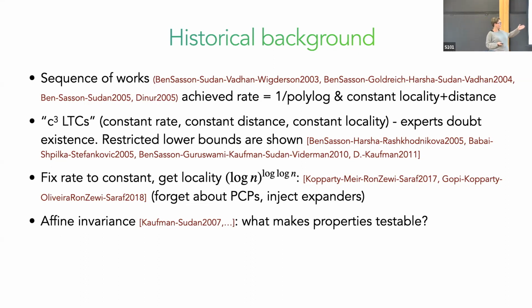So affine invariance turned out to be a very important property of all these polynomial codes that allows for local testing, but other than these polynomial codes, we really didn't have almost any other example of locally testable code. So it's a bit hard to understand what is the inherent thing that causes this to work if you only have one family of examples.